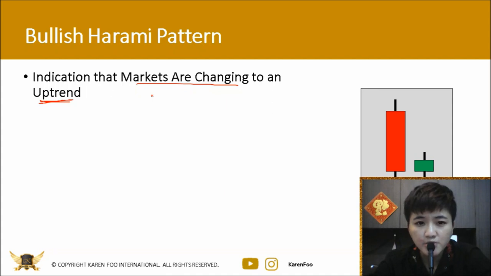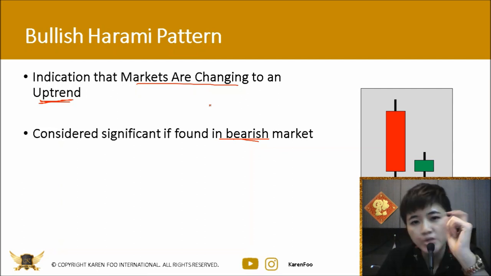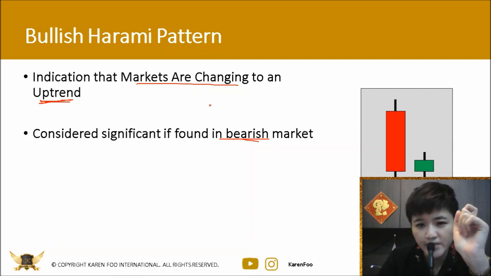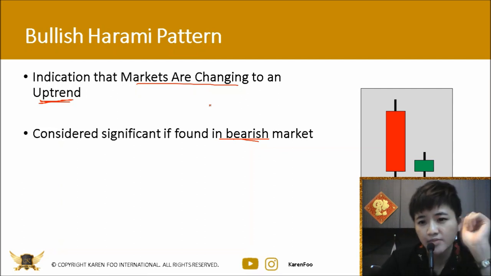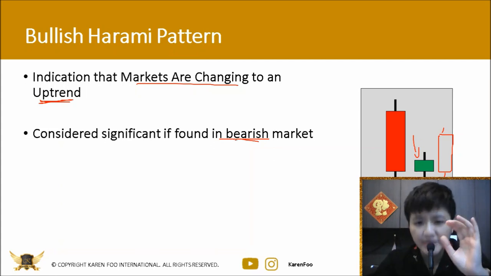So where is this most effective? In a bearish market. Okay? Now here's the thing. For engulfing patterns, harami patterns, let me emphasize one thing. Is that you want the smaller candle to be as small as possible. Because if you see, the second candle goes like this, it will be less effective as compared to this small candle. You understand what I'm saying? The smaller candle, if that makes any sense, the better it is.